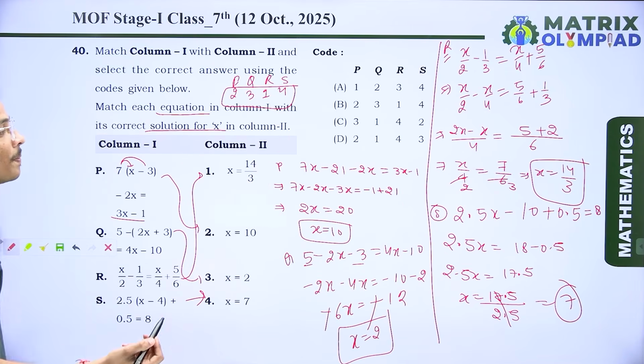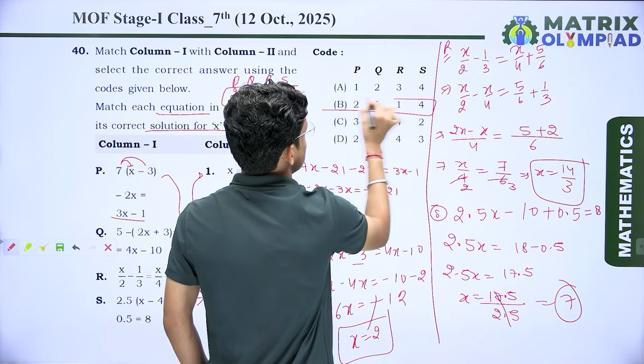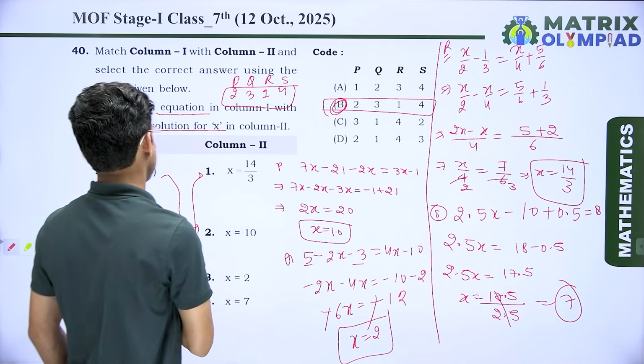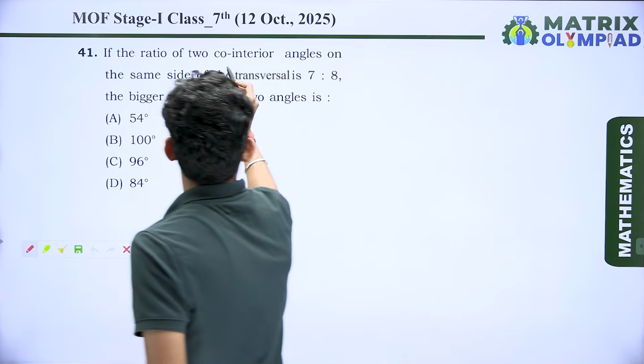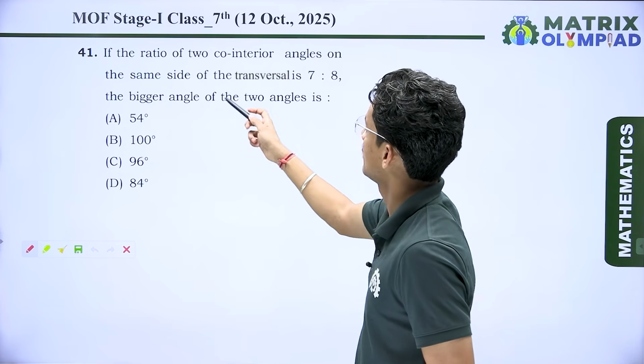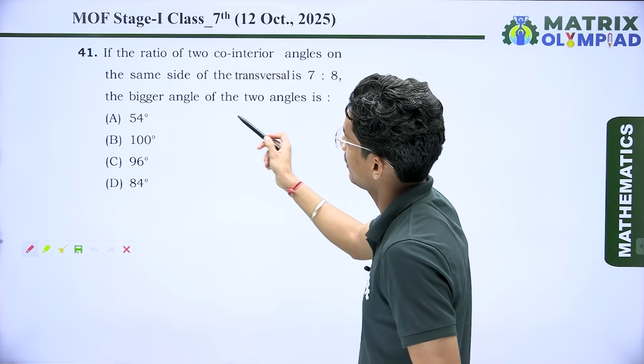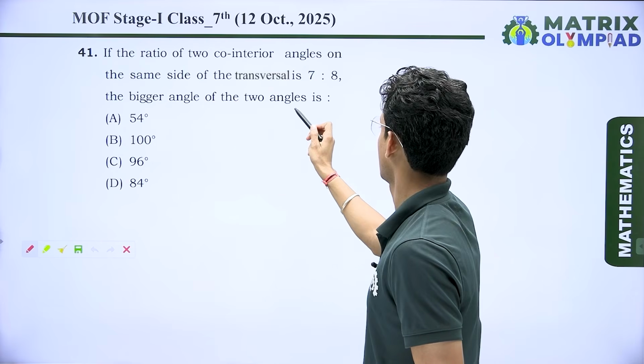2, 3, 1, 4. So 2, 3, 1, 4. It means option number B is the correct answer. So now if I talk about the next question, that is: if the ratio of two co-interior angles on the same side of a transversal is 7:8, the bigger angle of the two angles is.